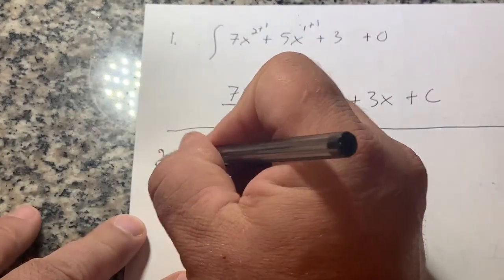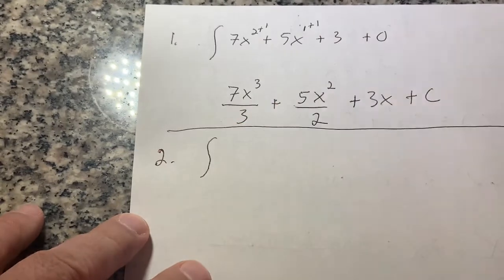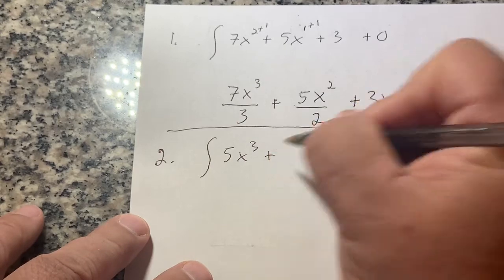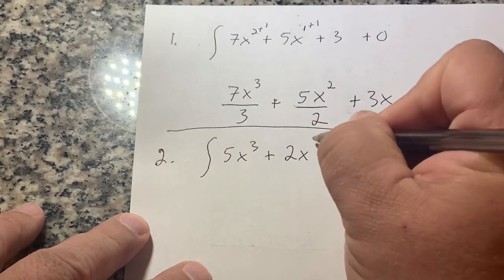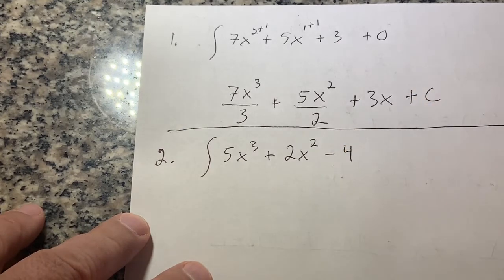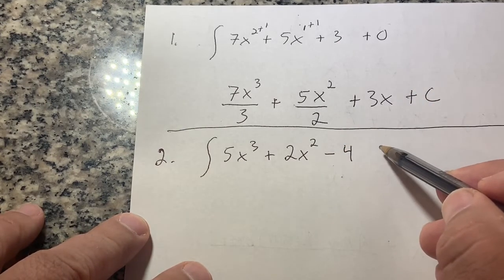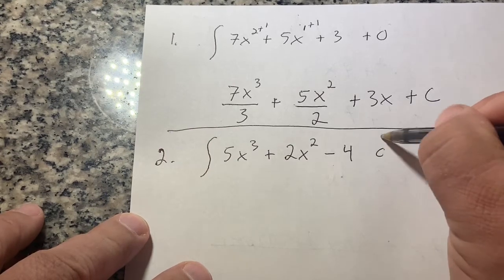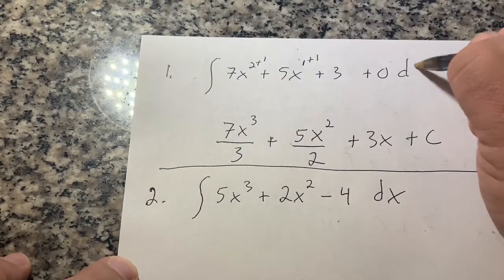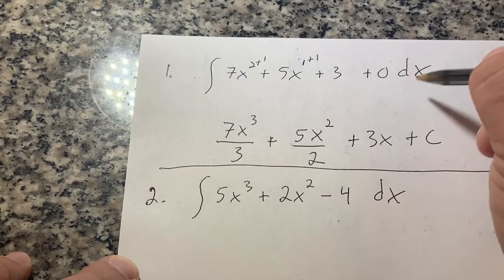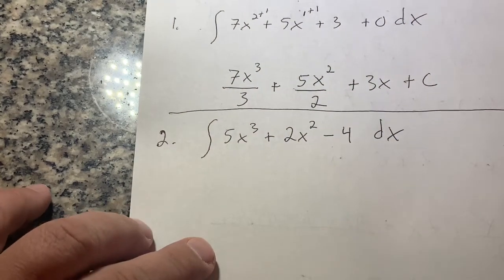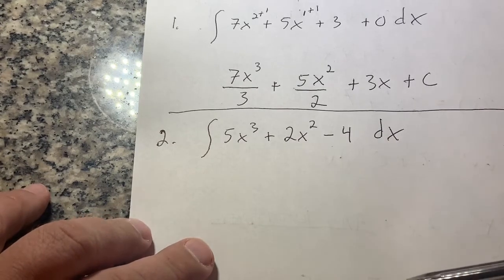Try another example. I want to find the antiderivative of 5x cubed plus 2x squared minus 4. Notice I'm not putting the plus 0 over here. I forgot to put the dx at the end of this. That's just manners, we'll say. That's proper notation. That means with respect to the x-axis.